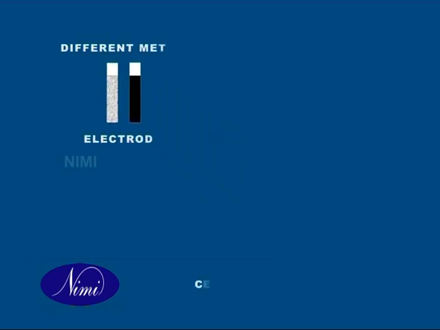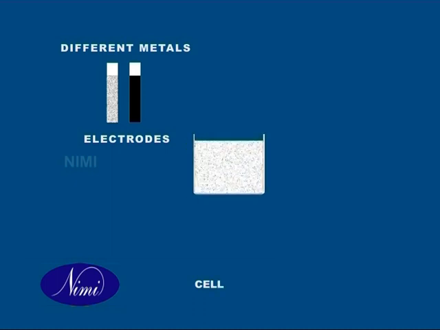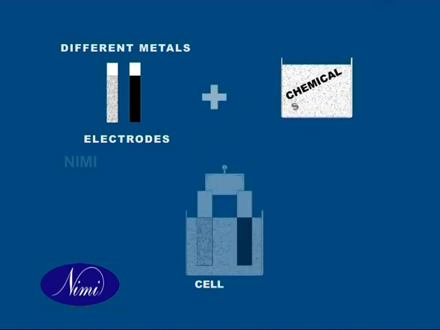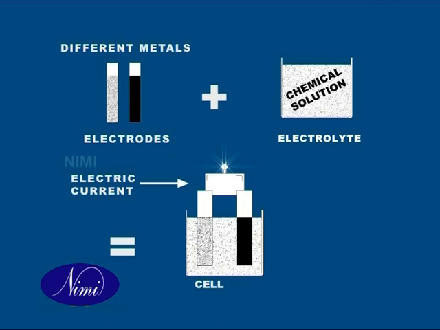Cell. The cell consists of a pair of metal strips called electrodes dipped in a chemical solution called electrolyte. These two form a cell to produce the electrical energy.